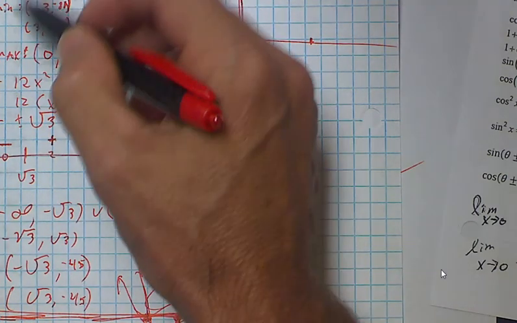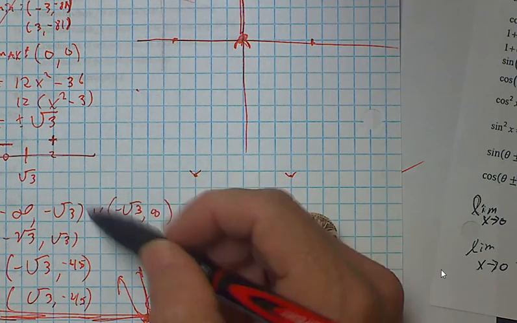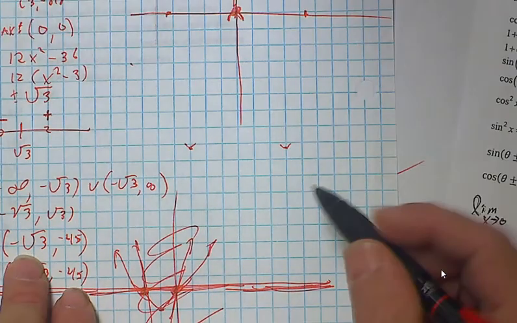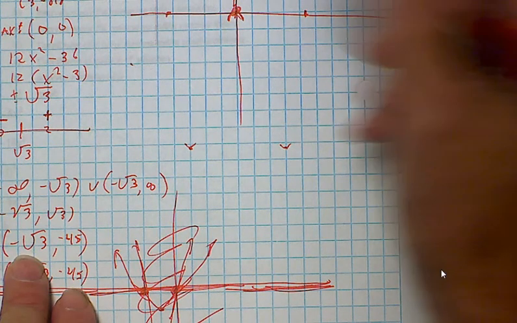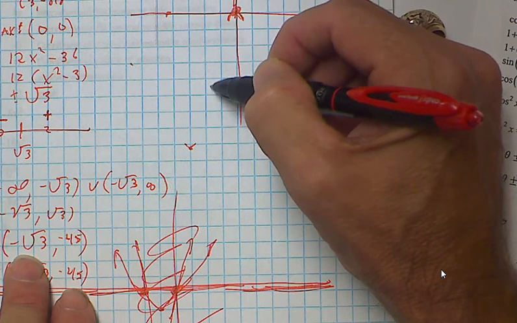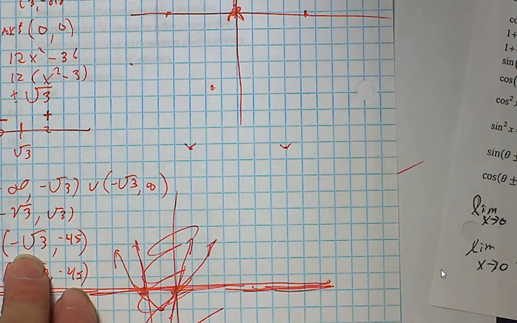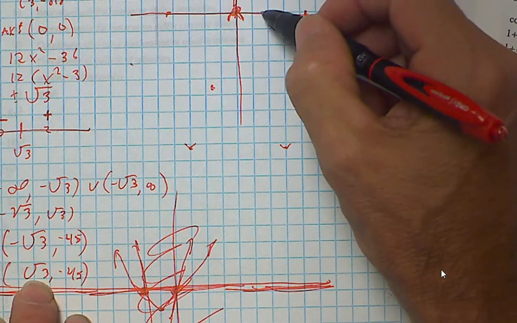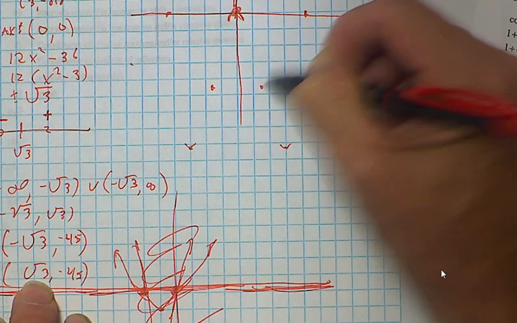Now I'm going to deal with the points of inflection. Negative square root of 3, negative 45. Well, negative square root of 3 is 1.7, something like that. So negative 1.7, 45. So I go from concave up to concave down right there. And positive square root of 3, 45, right there. I have everything I need now.